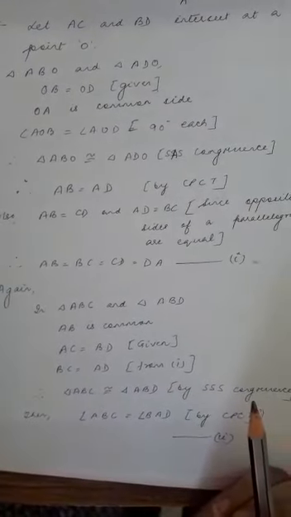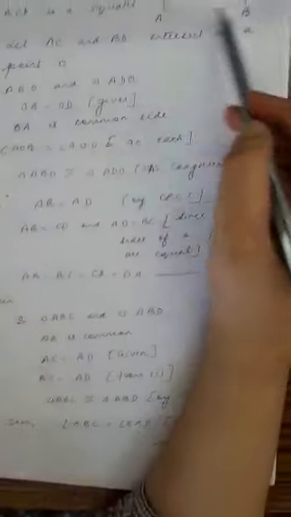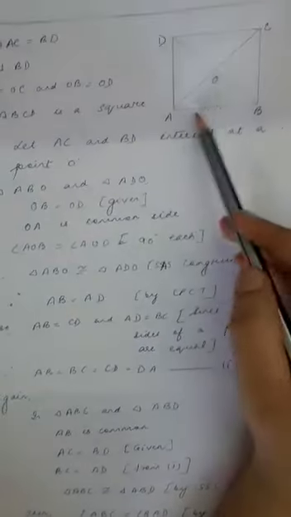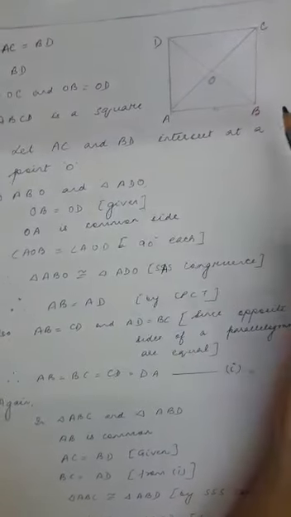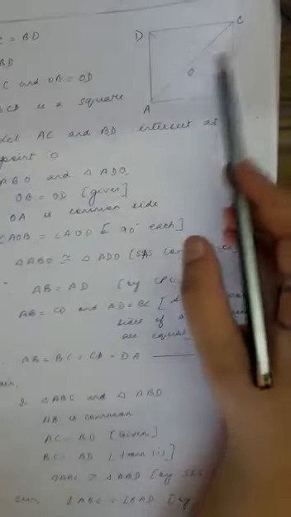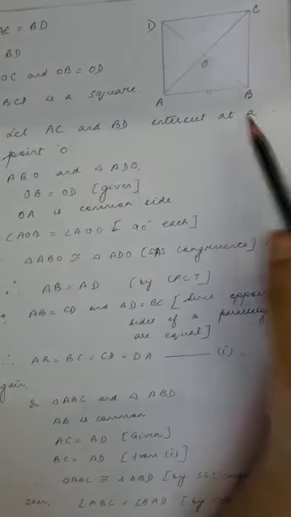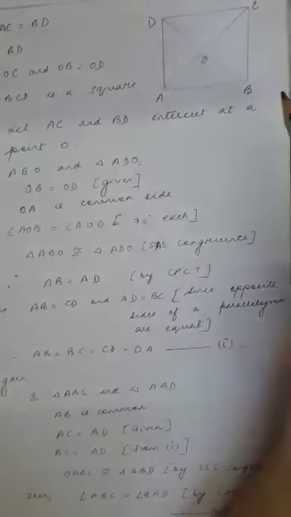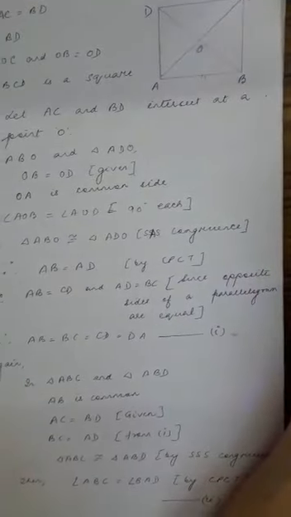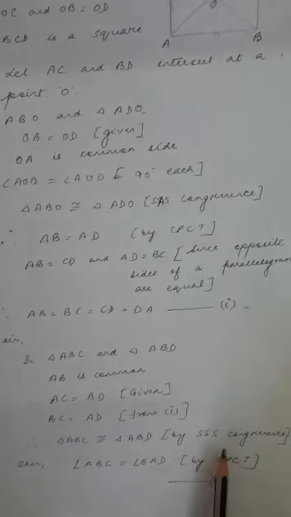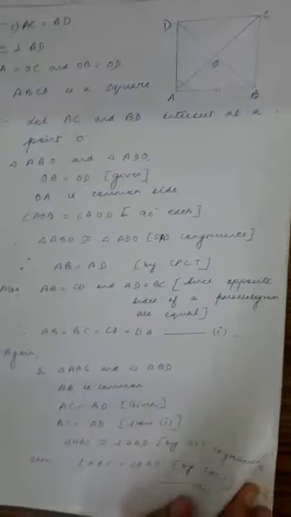Again I take two more triangles, ABC and ABD. When these two triangles are considered, AB is common, AC is equal to BD, it is given to us, and just now from equation 1 we can say that BC is equal to AD. Therefore these two triangles are also congruent by SSS congruency. Now if these triangles are congruent, then angle ABC is equal to angle BAD by CPCT.